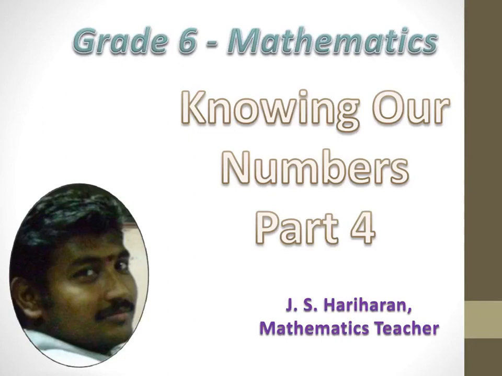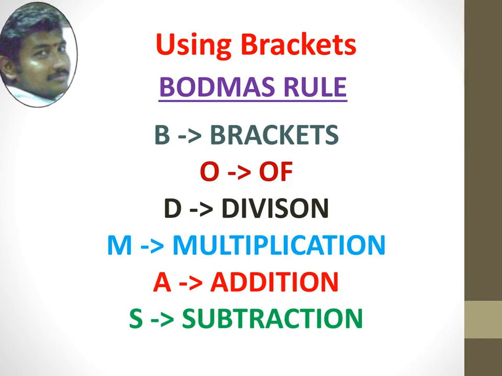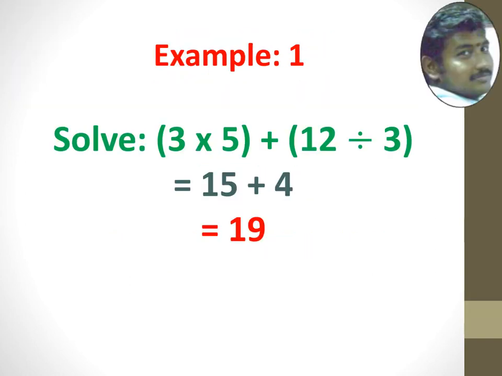Grade 6 Mathematics. In this video, we are going to discuss the usage of brackets. There is BODMAS rule. B stands for brackets, O stands for of, D stands for division, M stands for multiplication, A stands for addition, S stands for subtraction. Together we see BODMAS rule. First we have to use brackets and of, then division, then multiplication, then addition, then subtraction.